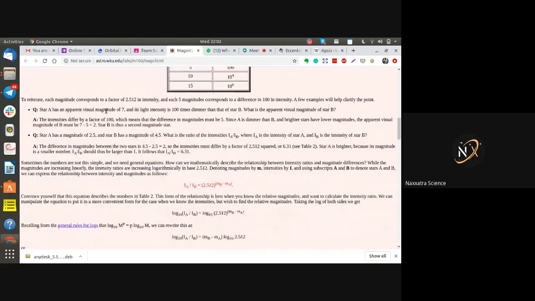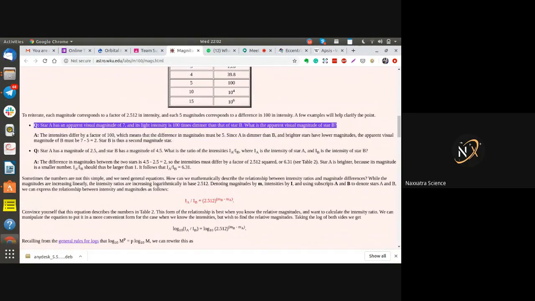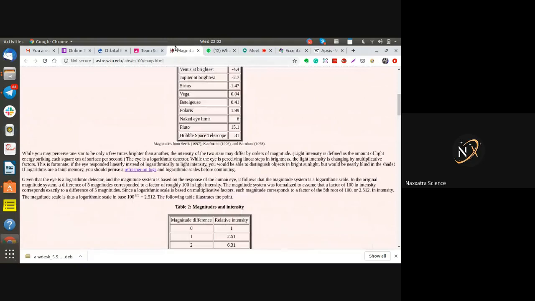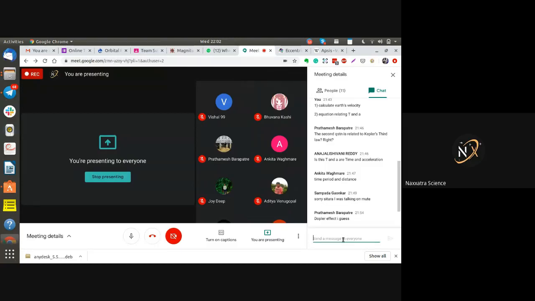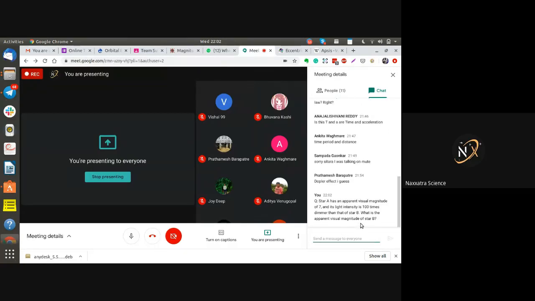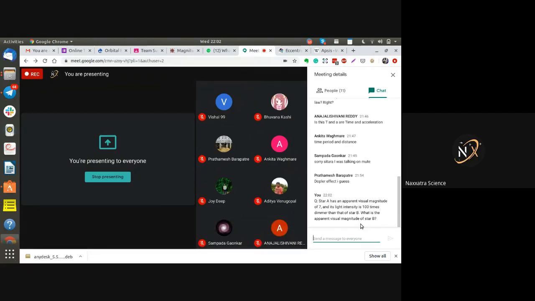Star A has an apparent visual magnitude of 7 and its light intensity is 100 times dimmer than that of star B. What is the apparent visual magnitude of star B? Okay, I'll give you guys a couple of minutes with this. I posted it on the chat box. Who can tell me the answer first?